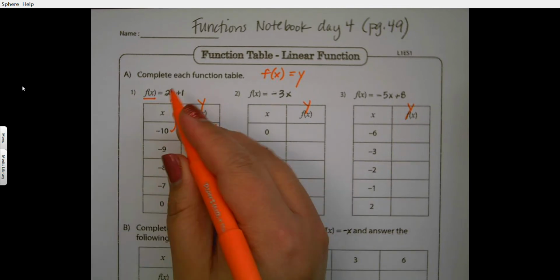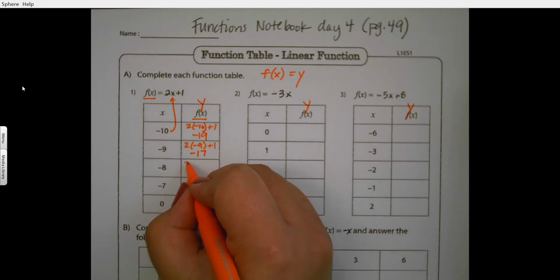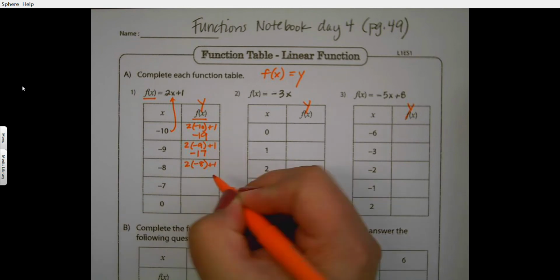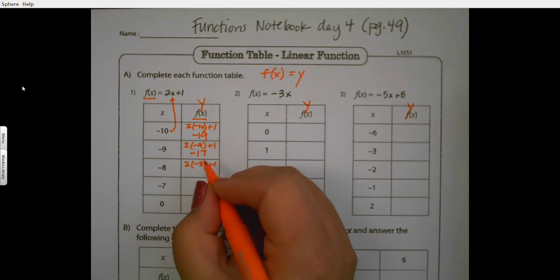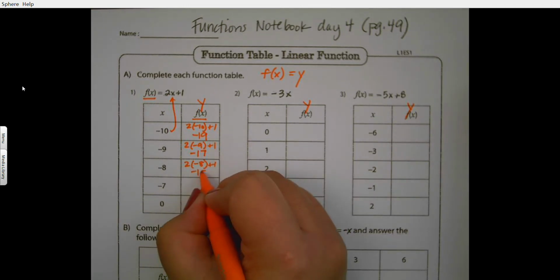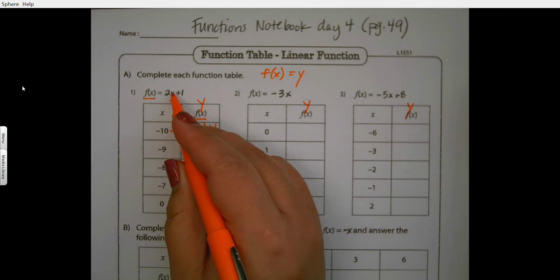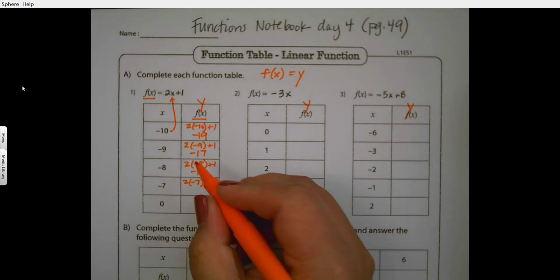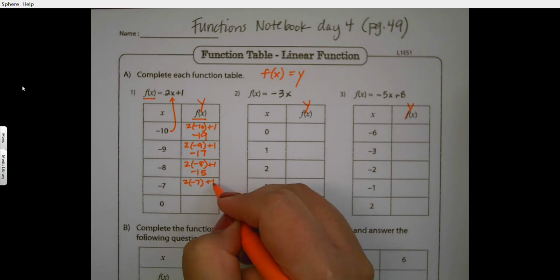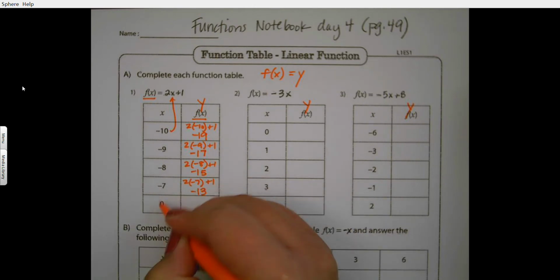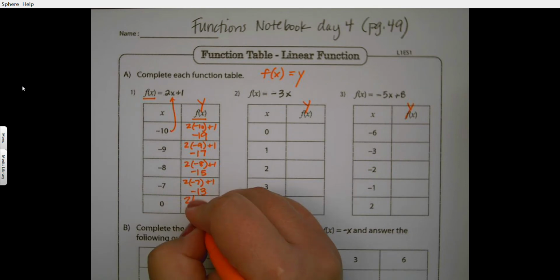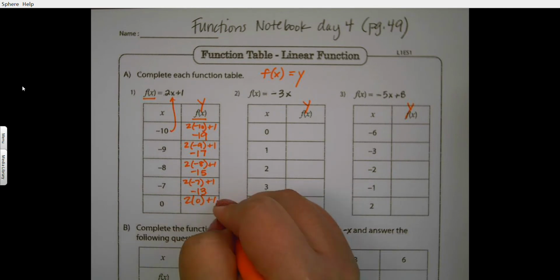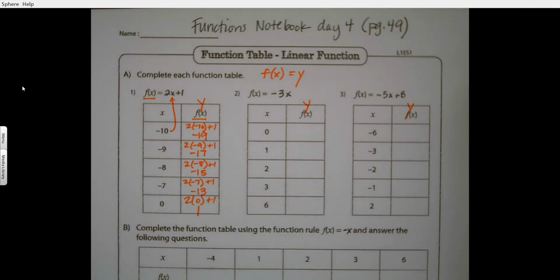Plug in negative 8. 2 times negative 8 plus 1. 2 times negative 8 is negative 16. Negative 16 plus 1 is negative 15. Plug in negative 7. 2 times negative 7 plus 1. 2 times negative 7, negative 14 plus 1, negative 13. Plug in 0. 2 times 0 plus 1. 2 times 0 is 0. Plus 1 is 1.